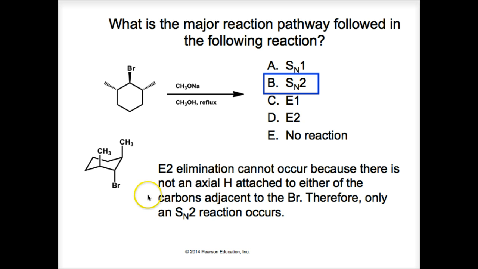E2 cannot happen. And if it's going to be either SN2 or E2, and E2 is eliminated, then SN2 is all that remains. Therefore, it must be SN2.